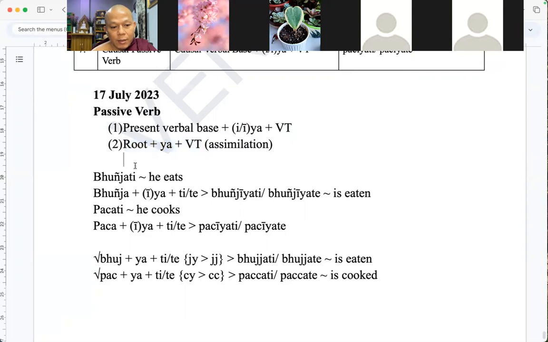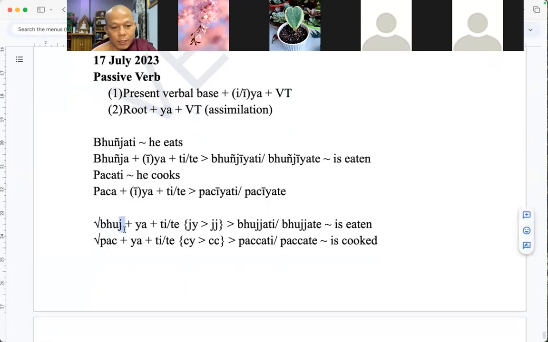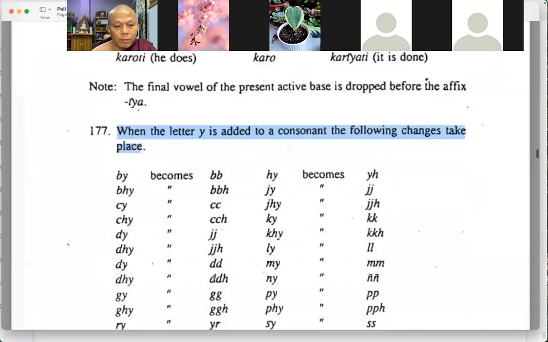At that time, if the root is ending in a consonant like ja, we can see two consonants together, such as ja, ya, and so on. At that time, ya is assimilated as ja. So mostly, ya is assimilated to the ending consonant of the root. That is a very simple way. But some are changing, so you see some rules here in the book.